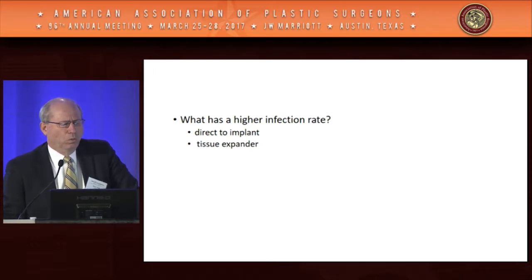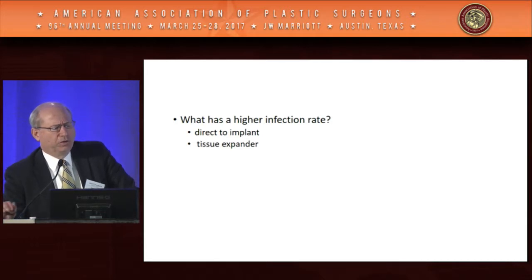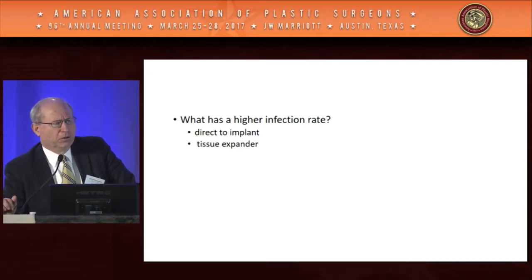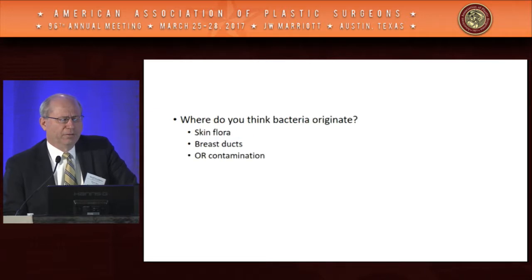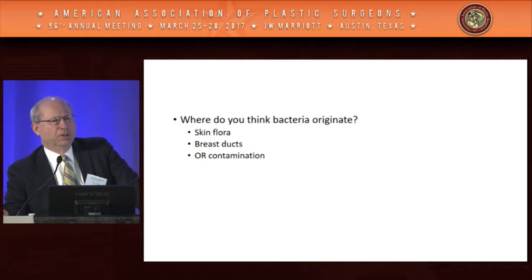And who believes direct implant versus tissue expander, let me know what you think has a higher infection rate, direct to implant or tissue expander. A lot of no votes on that one. So when you get an infection after you put in, this is for tissue expanders or implants, where do you think the bacteria originated from? And there are 3 choices: skin flora, breast ducts, or contamination in the OR. So how many think skin flora, breast ducts, and OR contamination?